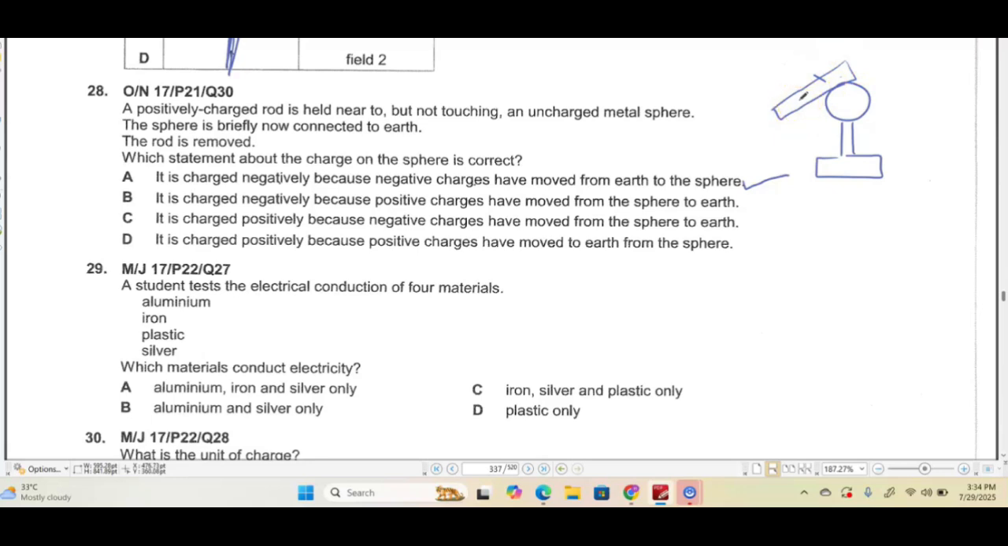Now the rod is not touching. It has started to touch again.